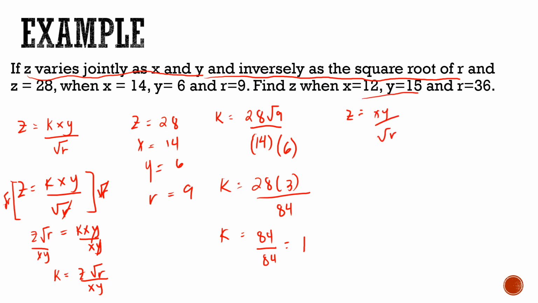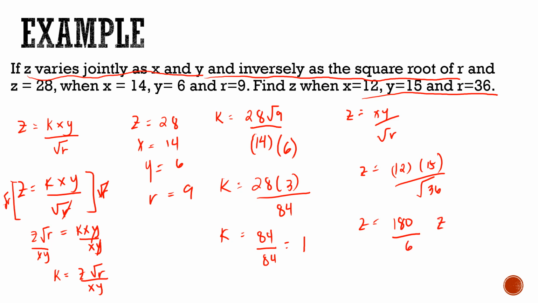Now let's substitute by the given values. z is equal to 12 times 15 over square root of 36. Let's multiply 12 by 15. Multiplying 12 by 15 will give us a product of 180. Now get the square root of 36. The square root of 36 is 6.